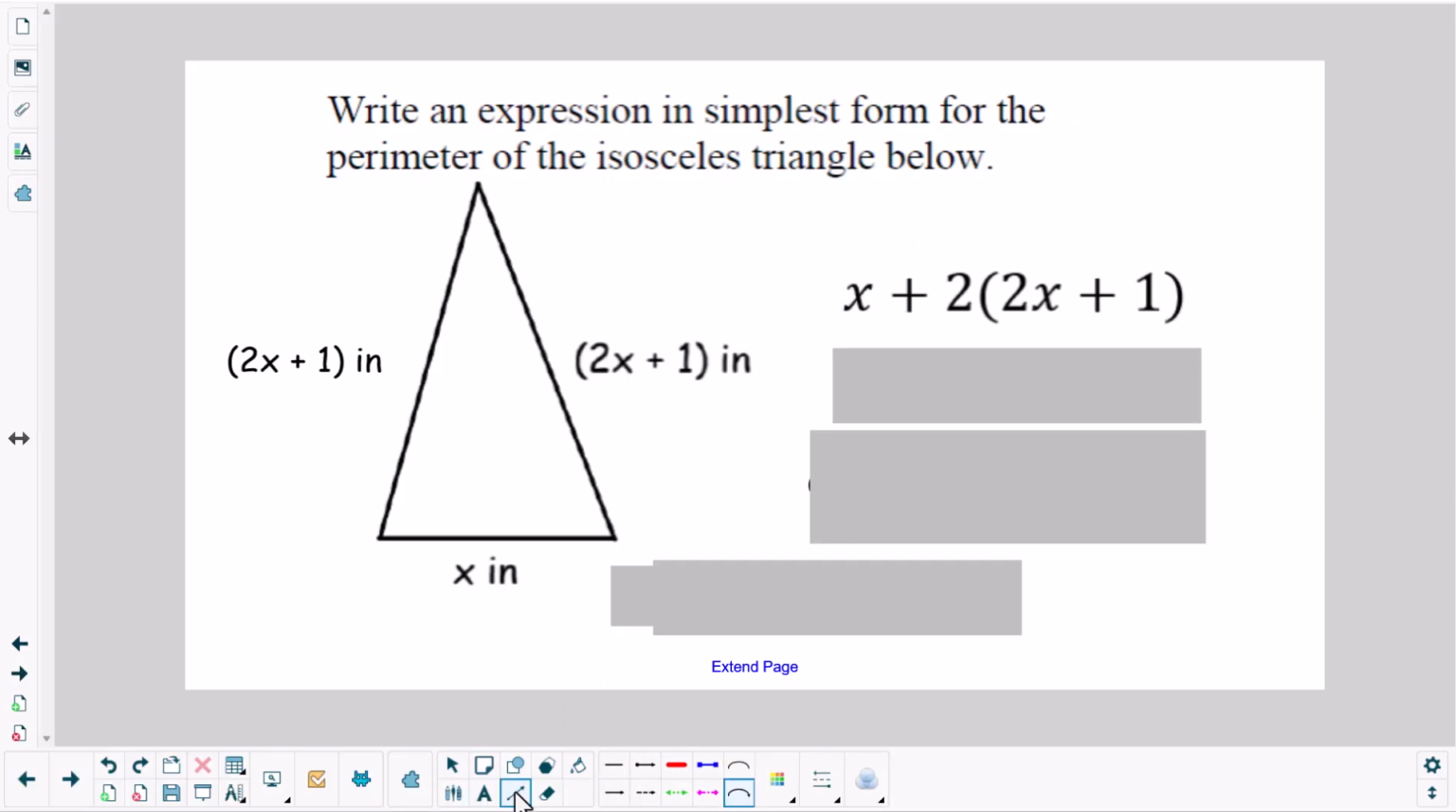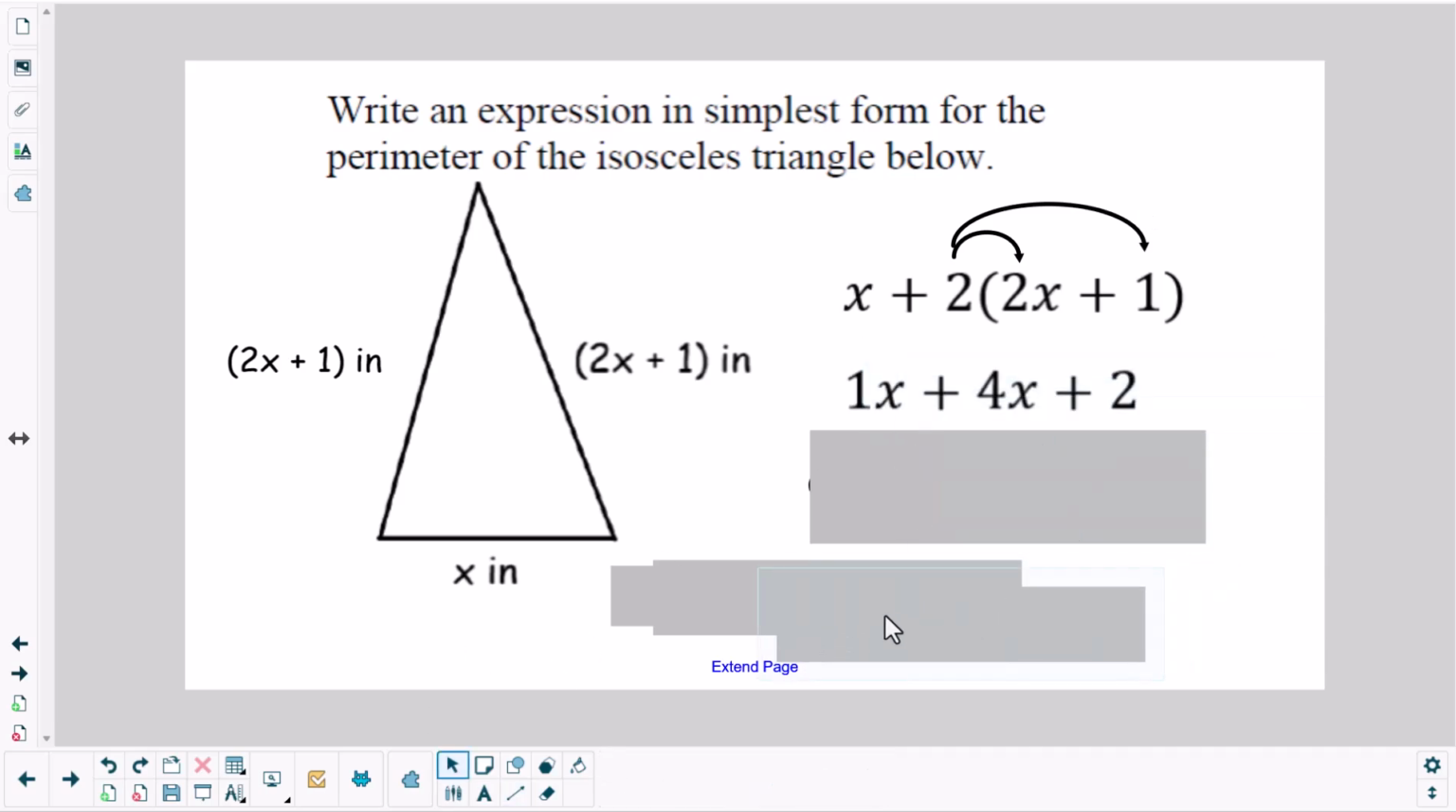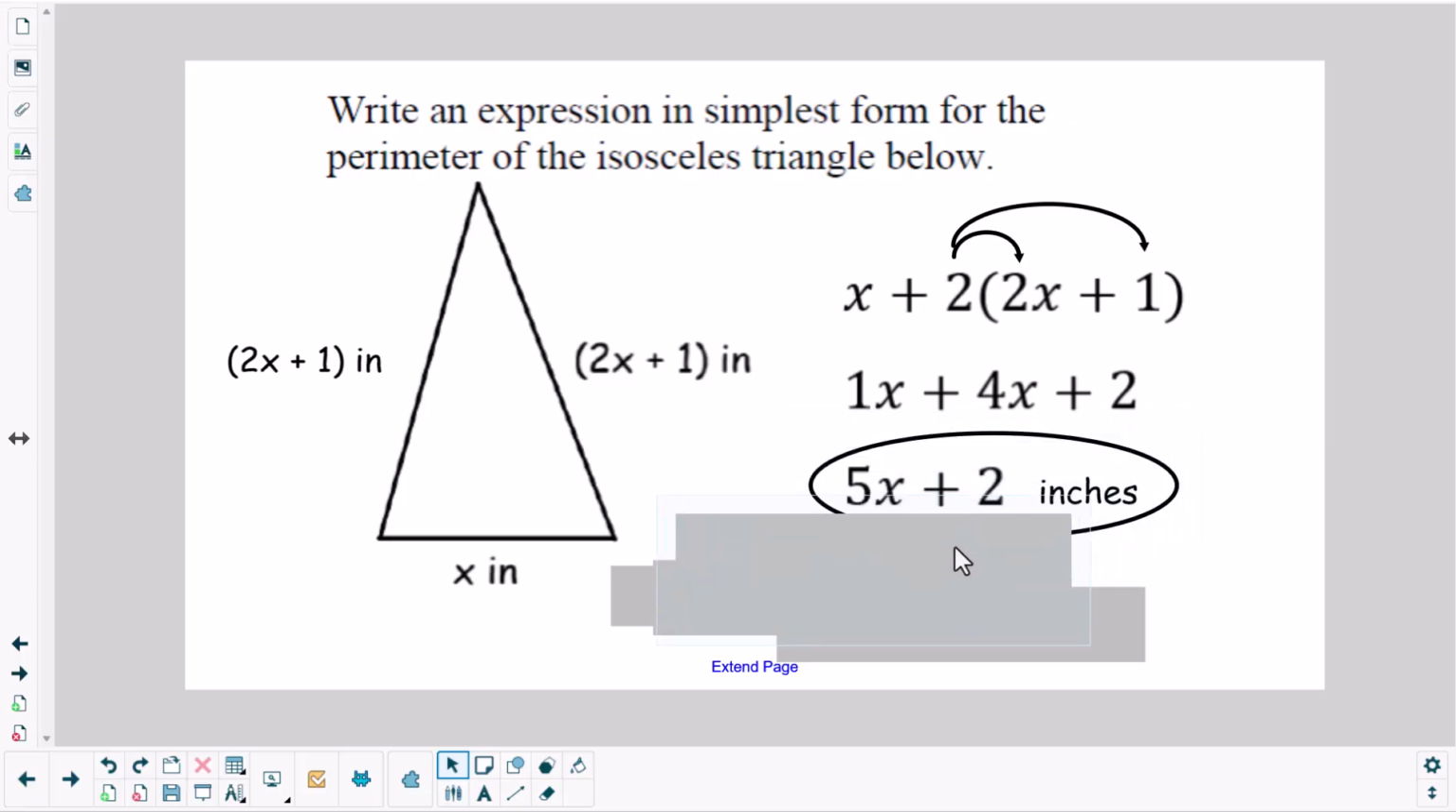Now, the next thing I'm going to do here is I'm going to distribute. I'm going to do 2 times 2x and 2 times 1. And so I will have 1x plus 4x from the 2 times 2x plus 2 times 1, which is 2. 1x plus 4x simplifies to get us 5x, so we end up with 5x plus 2 inches.